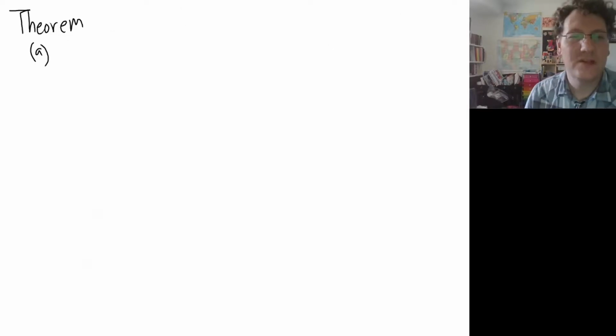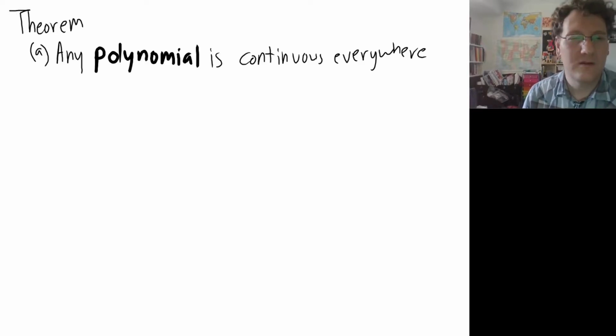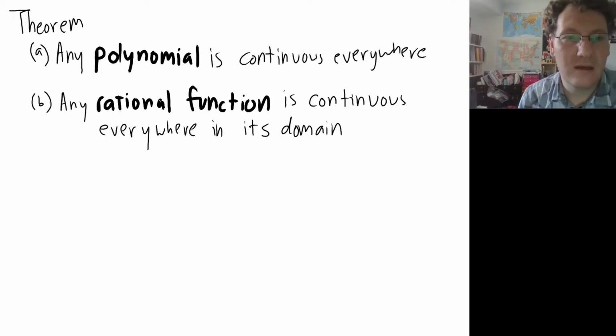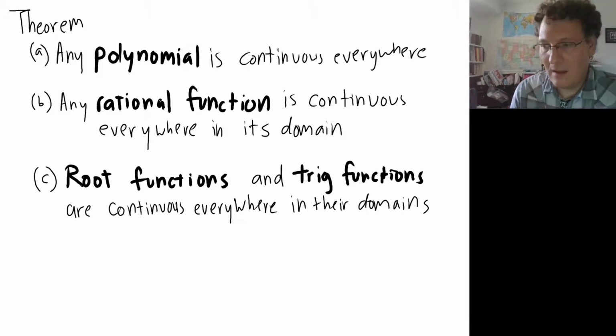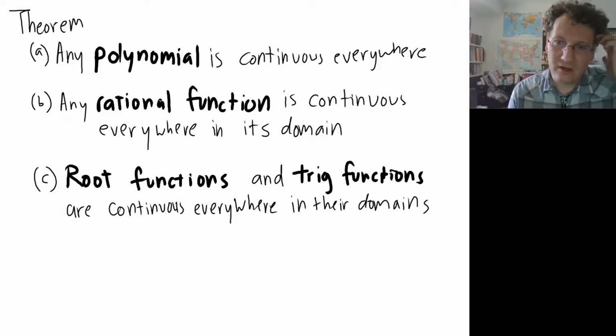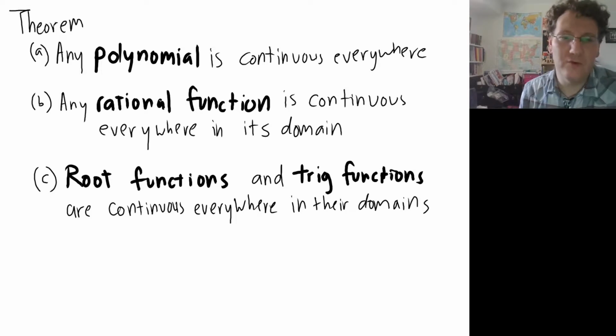So this theorem is going to state a bunch of functions and where they're continuous, so you know that in general any function of these types is going to be continuous. First, any polynomial is going to be continuous everywhere. Secondly, any rational function will be continuous everywhere in its domain. So there may be points at which it's discontinuous, but those points will just be points that are not in the domain of the function anyway. And thirdly, the root functions and any trig functions also are going to be continuous everywhere in their domains.